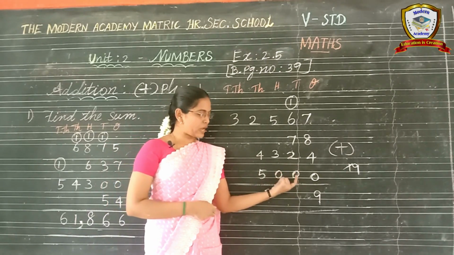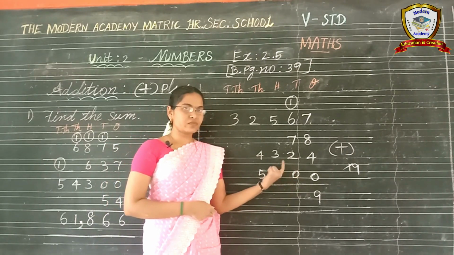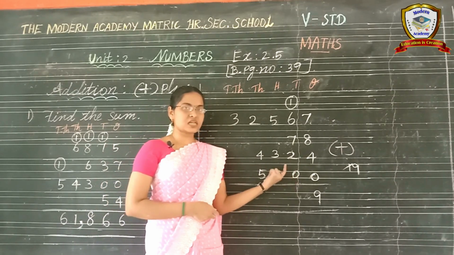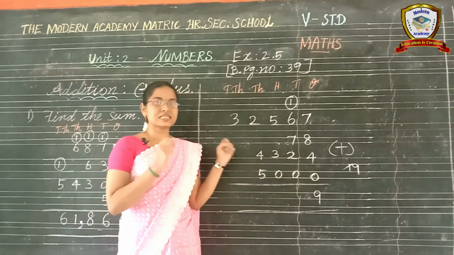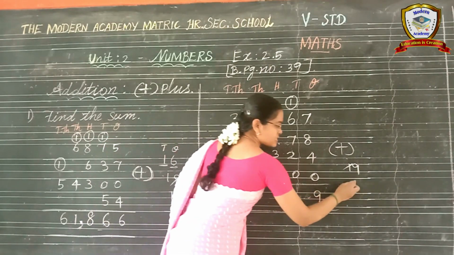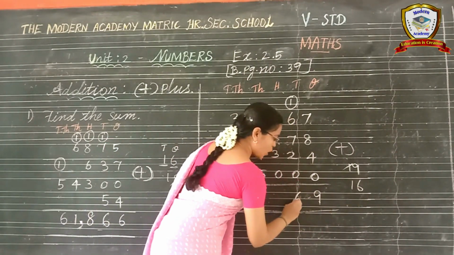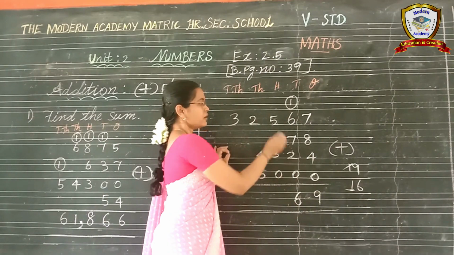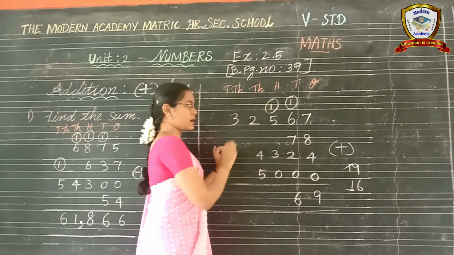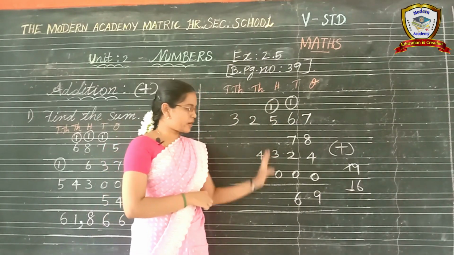now 16 plus 0. The last number is 0. So 16 added with 0. So 16 plus 0, what is answer? 16. So 16 means ones number write down. Next tens number have to carry over to hundreds. Carry over to hundreds column.